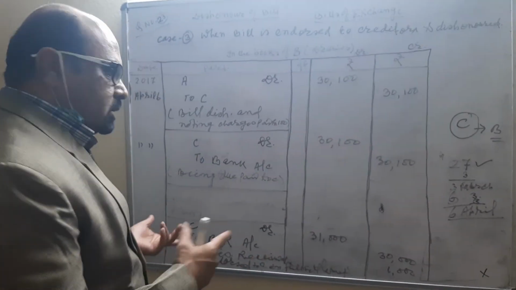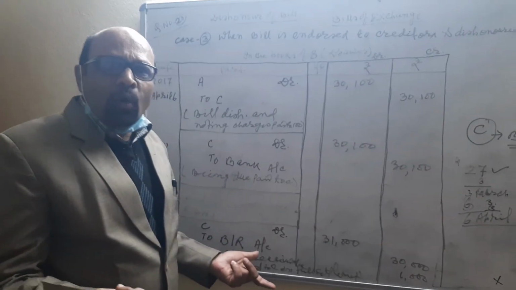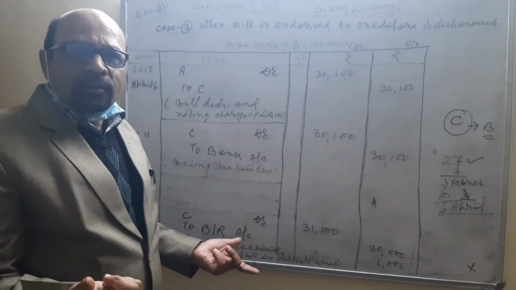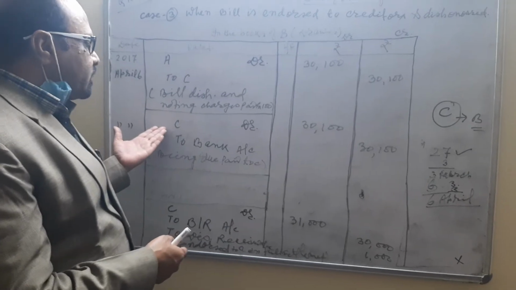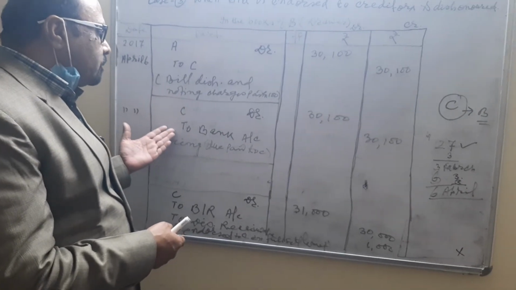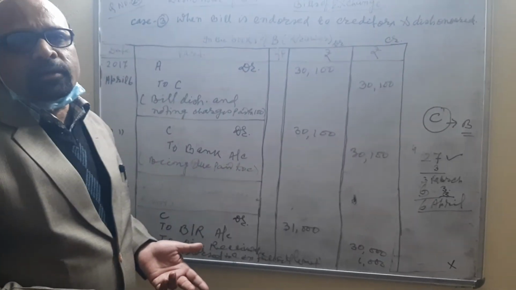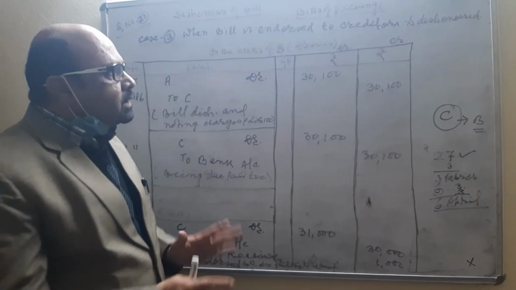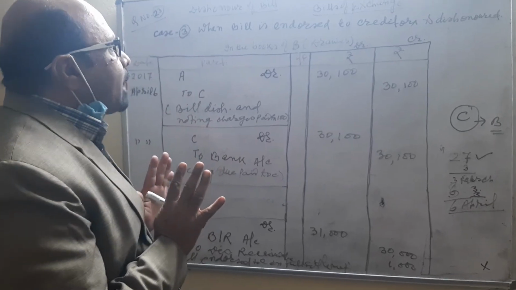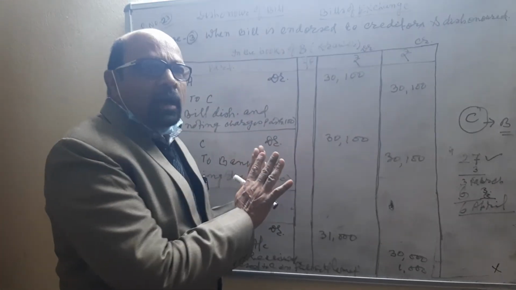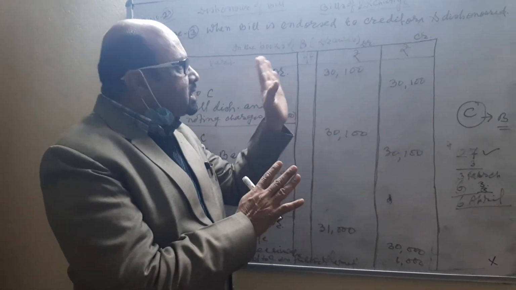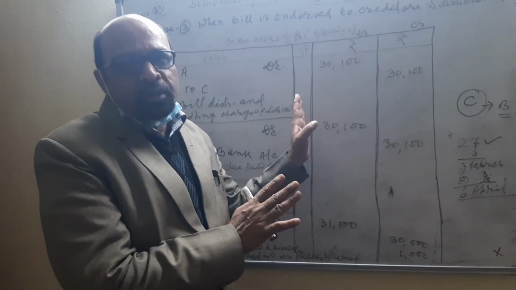And now B has to clear the amount of C, right? So now the entry is what? C debit to bank because B is making payment through check. Clear, students? These are the entries we should pass in the books of the drawer. Means in the books of B.